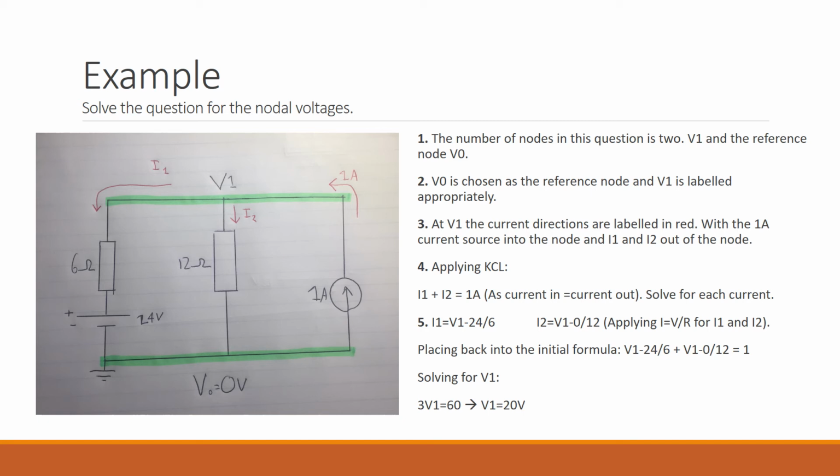And then when we solve for V1, we find that 3 V1 is equal to 60. And then this will find that V1 is equal to 20 volts.